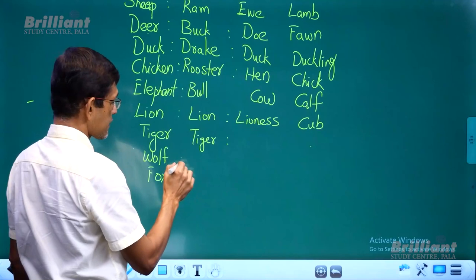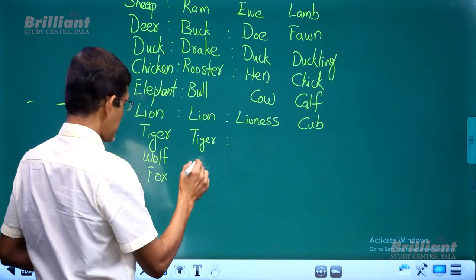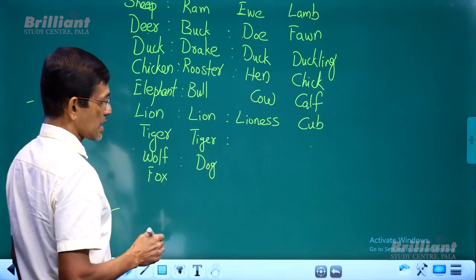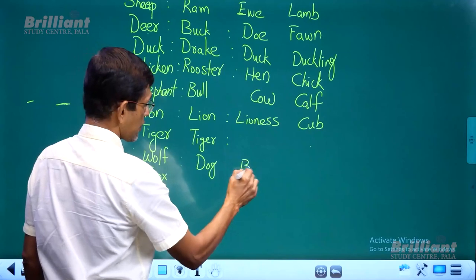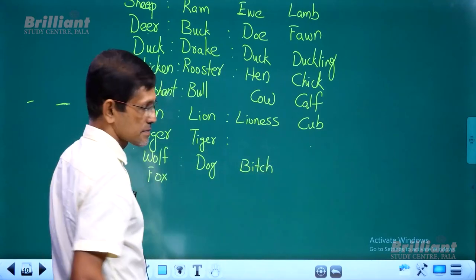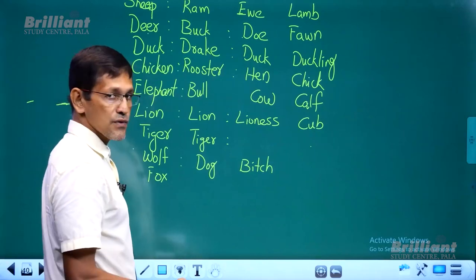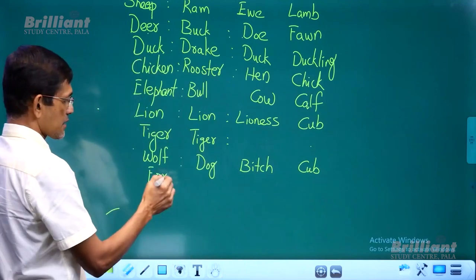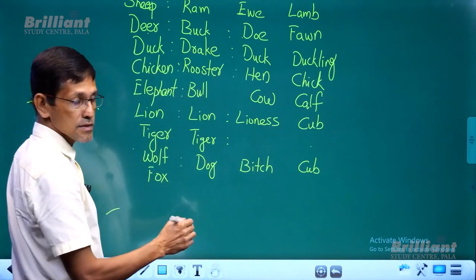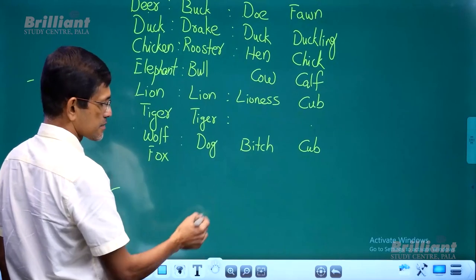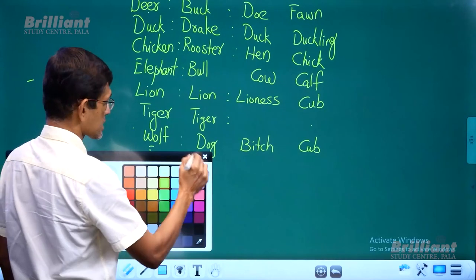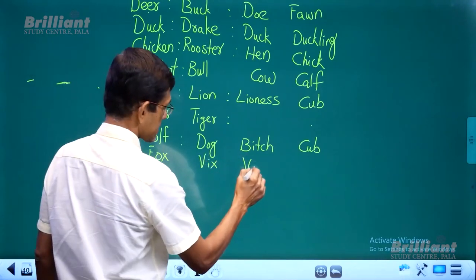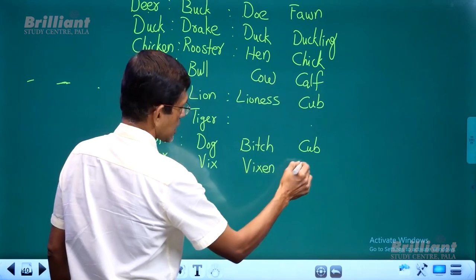And wolf. Male wolf, either he-wolf or dog. And female wolf, she-wolf or bitch. And young one of wolf, cub. And fox, male fox is what? Any idea? Male fox is vix, V-I-X, vix. Female fox is vixen. Young one is what? Cub.